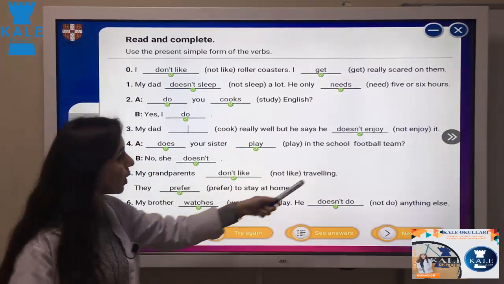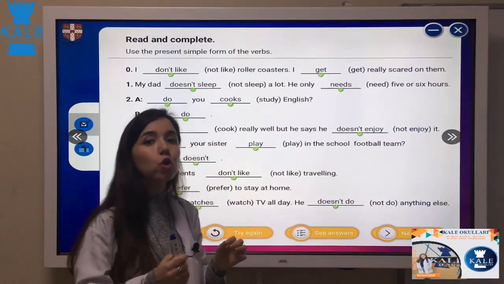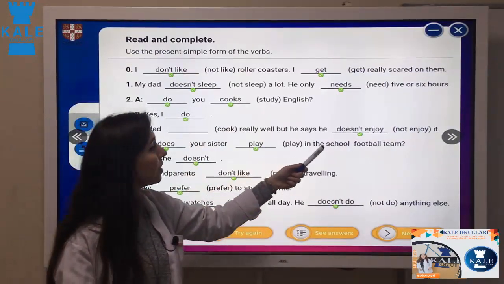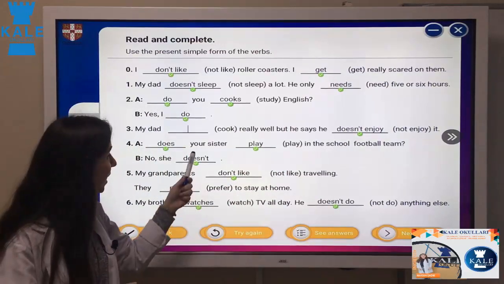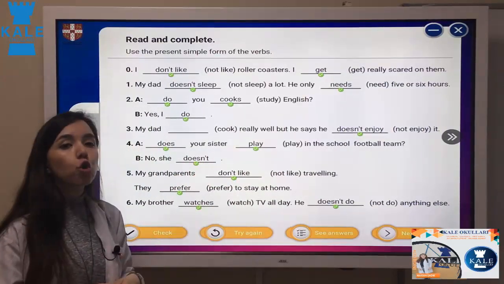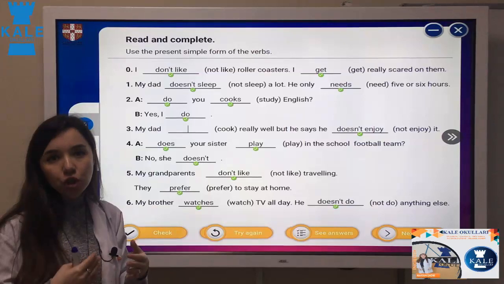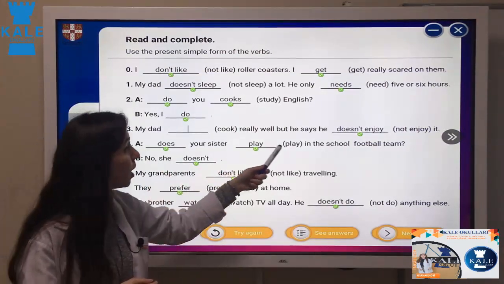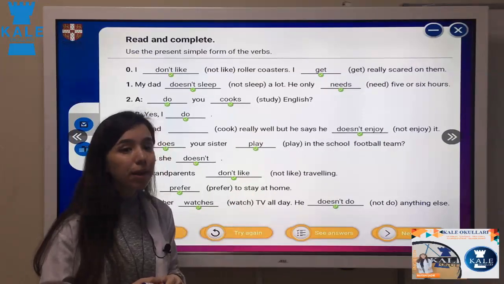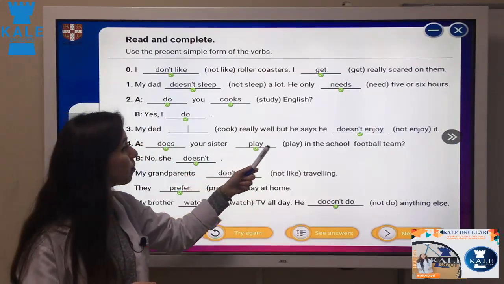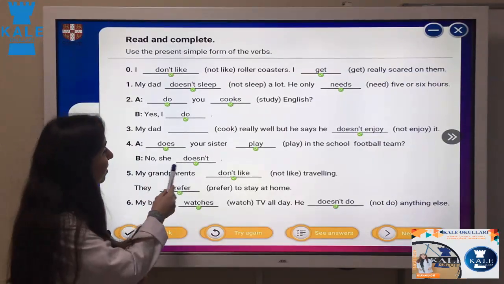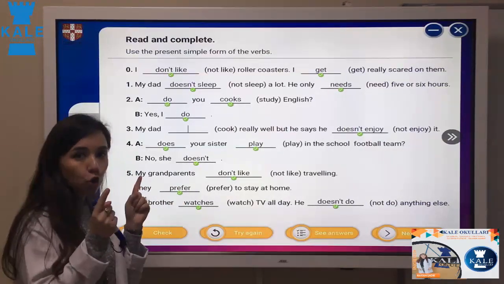It's a question form. Look at here, we have a question mark, so our sentence is question form. Does your sister play in the school football team? Here we have your sister, so your sister of course is she. Yes, for he, she, it we use does for the question form. What is our verb? Our verb is play. So, does your sister play in the school football team? No, she doesn't. Again, look at here. Our answer is short form.